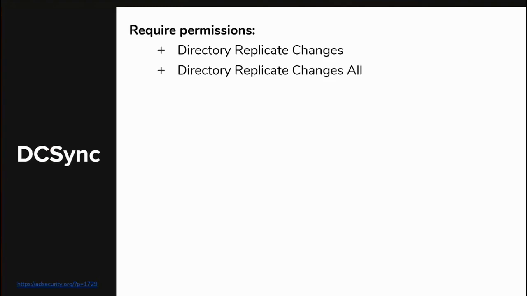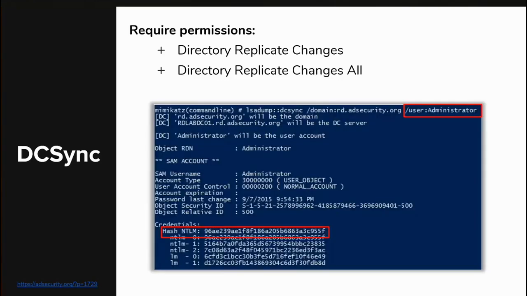And the two ones are directory replicate changes and directory replicate changes all on the domain object. If you have these two permissions, you can essentially become a domain controller. And the outcome of that is that you could utilize a tool such as Mimikatz that has the command lsadump::dcsync, where you can specify the user account of the user whose password hash you want. And as you can see in the picture currently, we'll get the NTLM hash value for that specific account. And you can do this for any account in Active Directory as long as you have these two permissions.